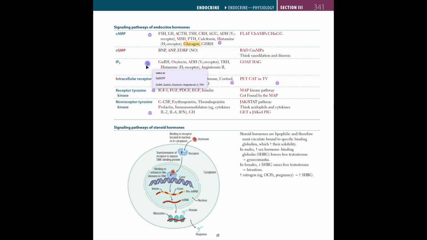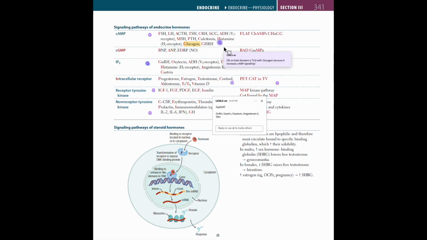And then for IP3 and cAMP, I found ways to simplify it. For example, IP3 here, you can think of as GQ GOAT: GnRH, gastrin, oxytocin, angiotensin 2, and TRH. You can notice I intentionally left out ADH and histamine, because these are included in a separate page. If you go to the different receptor types, whether they're Gq, Gi, Gs, you'll see them there, and you'll notice that both histamine and vasopressin receptors are both Q and S, meaning one is going to be Q and two is going to be S, and that's exactly what you see over here.